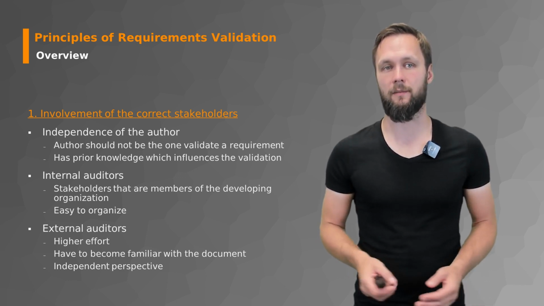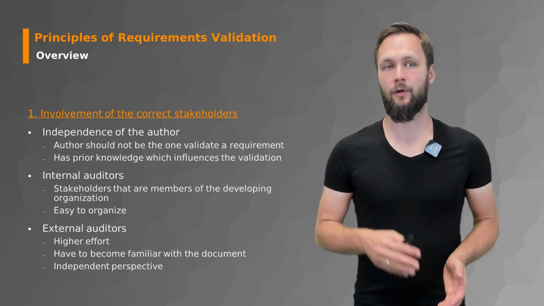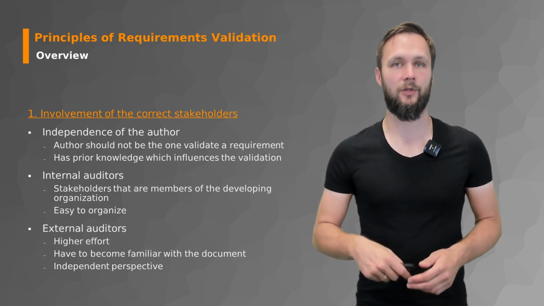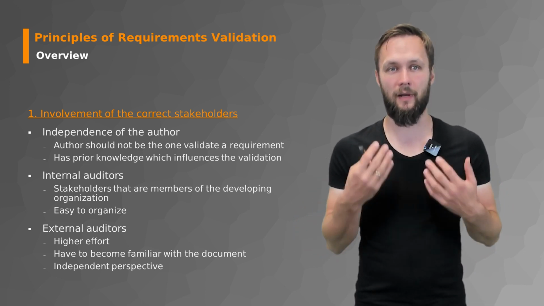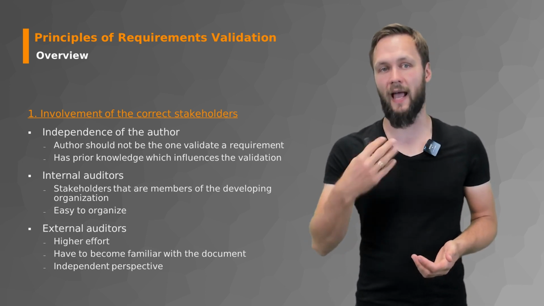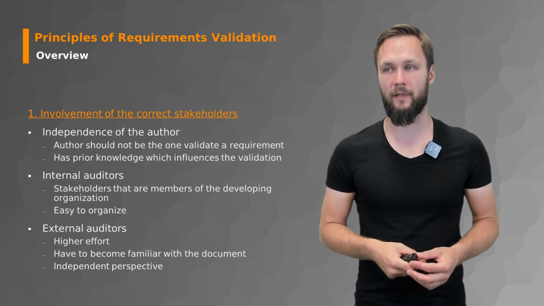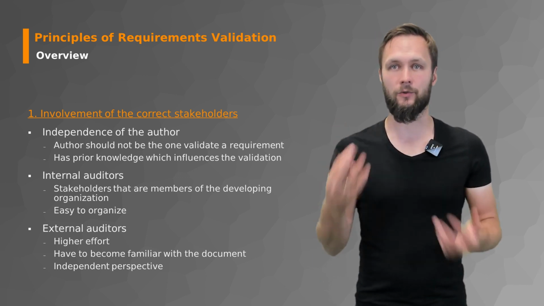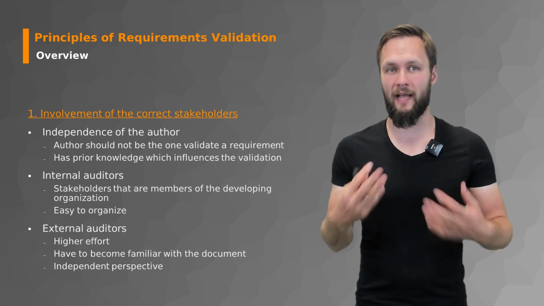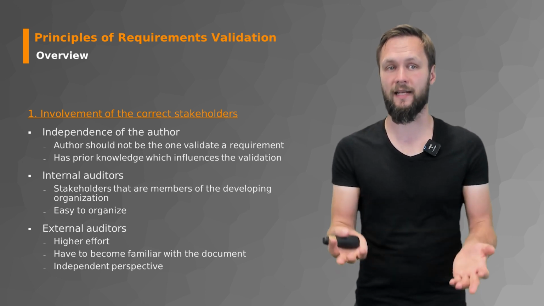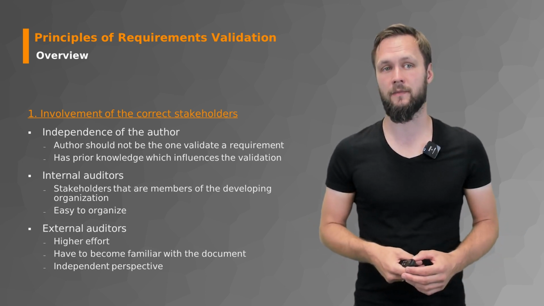That means, for example, that the author of the requirement should not be the one that validates the requirements, because if I'm writing this, I might have prior knowledge which influences how I validate the requirement. Especially when we're looking back to ambiguity and also completeness, if I don't have a background on this requirement, it might be easier for me to really think like a person that has to maybe implement the requirement.